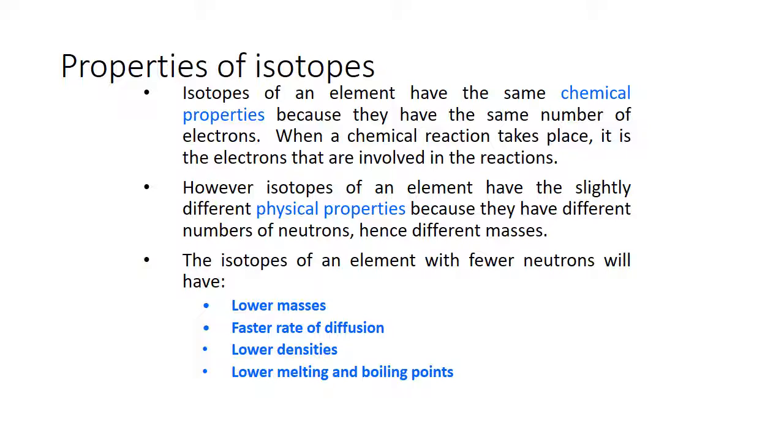Isotopes have pretty much the same chemical properties because they have the same number of electrons, and electrons determine the chemical properties of an element. However, isotopes have slightly different physical properties because they have different numbers of neutrons. Isotopes of an element with fewer neutrons will have lower masses, obviously, faster rates of diffusion because of their lower masses, lower densities, again because of their lower masses, and lower melting points and boiling points.